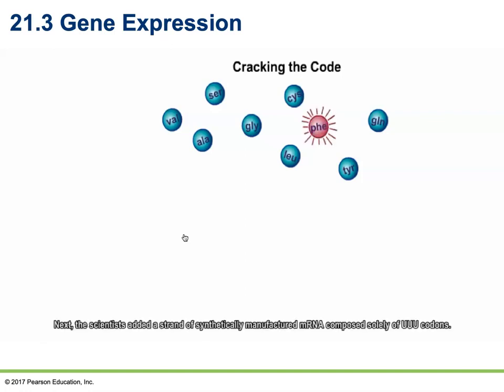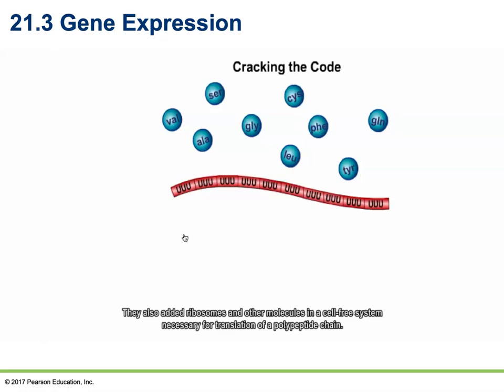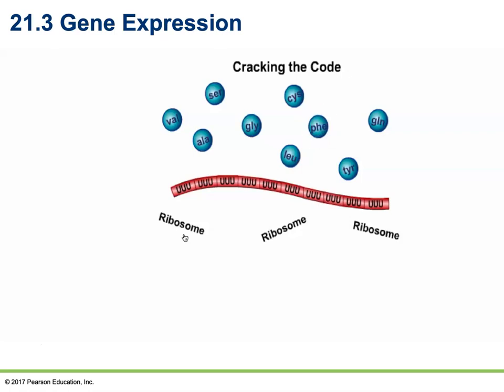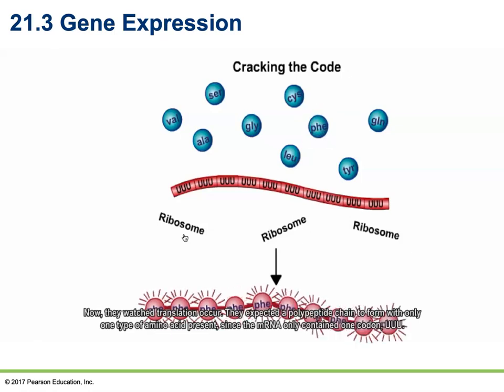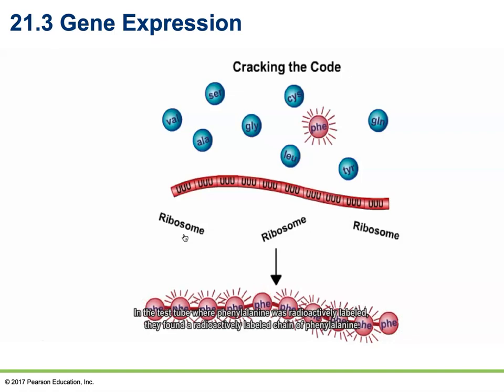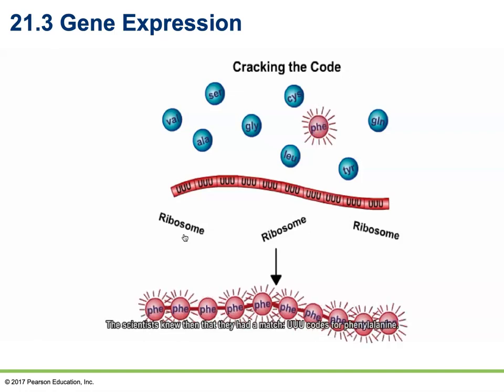Next, the scientists added a strand of synthetically manufactured mRNA composed solely of UUU codons. They also added ribosomes and other molecules in a cell-free system necessary for translation of a polypeptide chain. Now they watched translation occur. They expected a polypeptide chain to form with only one type of amino acid present, since the mRNA contained one codon, UUU. In the test tube where phenylalanine was radioactively labeled, they found a radioactively labeled chain of phenylalanine. The scientists knew then that they had a match. UUU codes for phenylalanine.